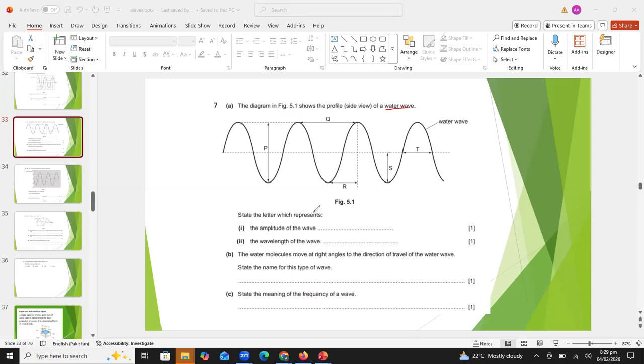Okay, so basically this height. I told you we can take the crest height or we can take the trough height. Both are representing the amplitude of the wave. So we must write S here.